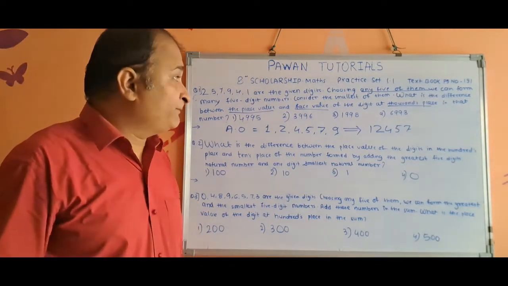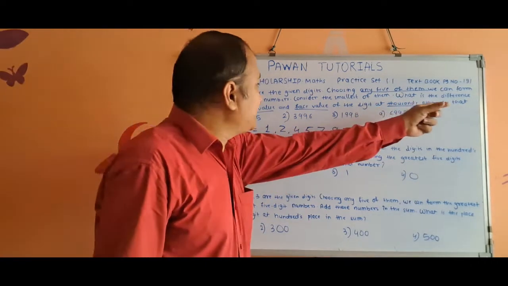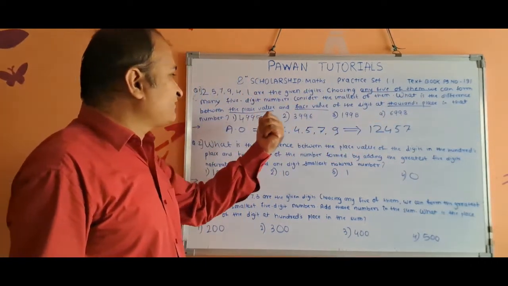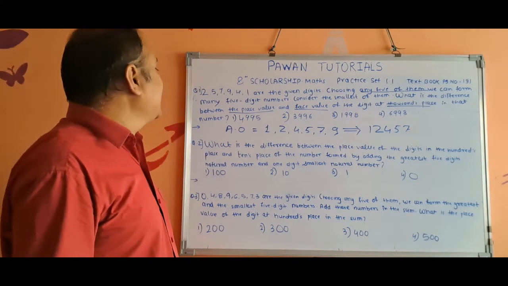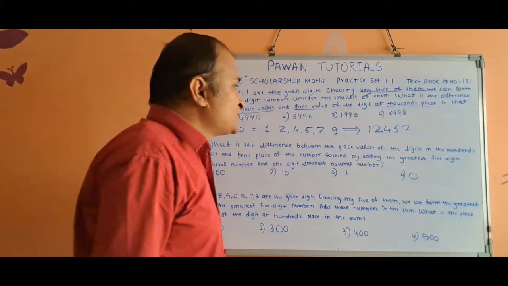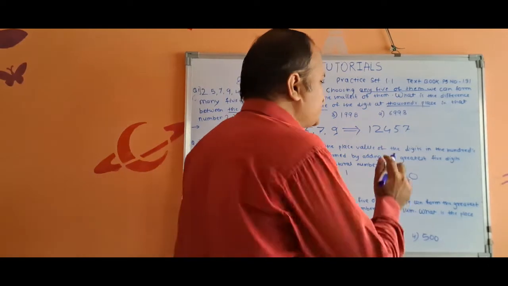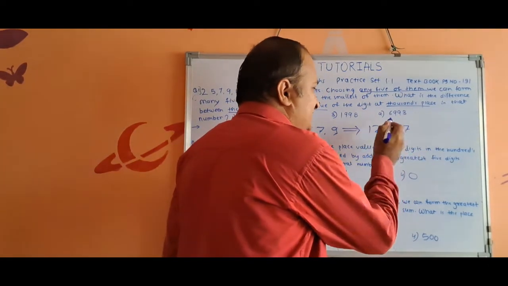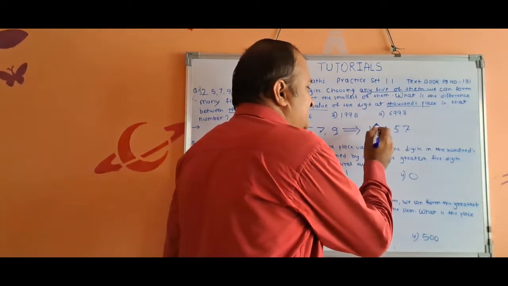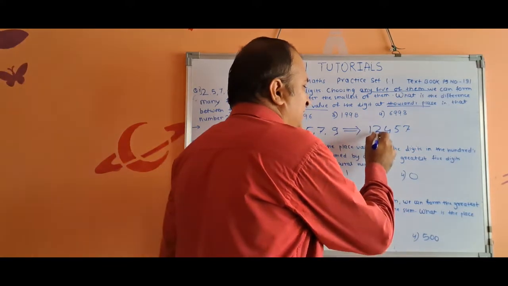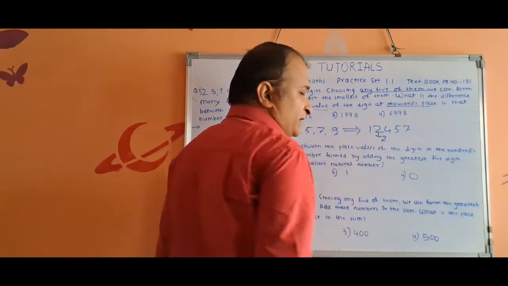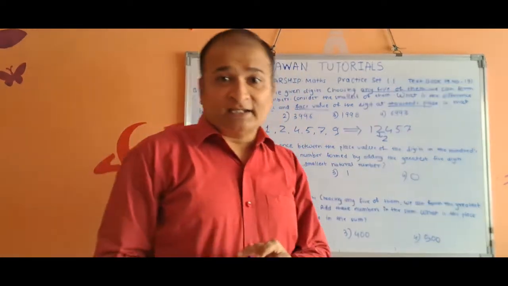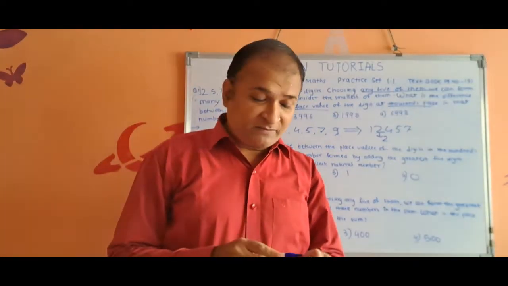Now, what is the next step? What is the difference between the place value and face value of the digits at the thousands place in that number? So at the thousands place, which digit is there, students? This is units, tens, hundreds and thousands. So at the thousands place, we have digit 2.